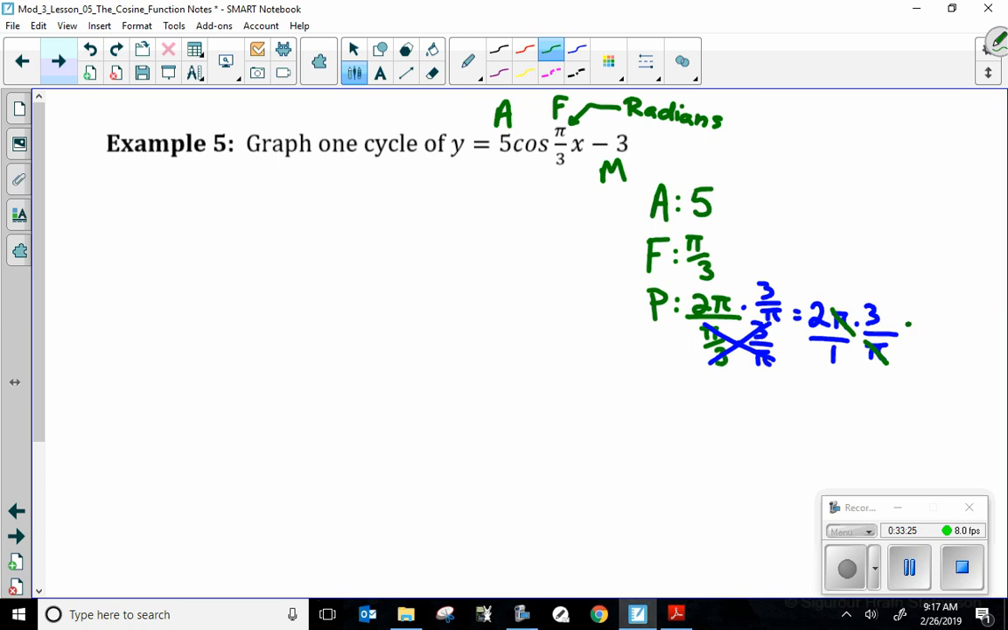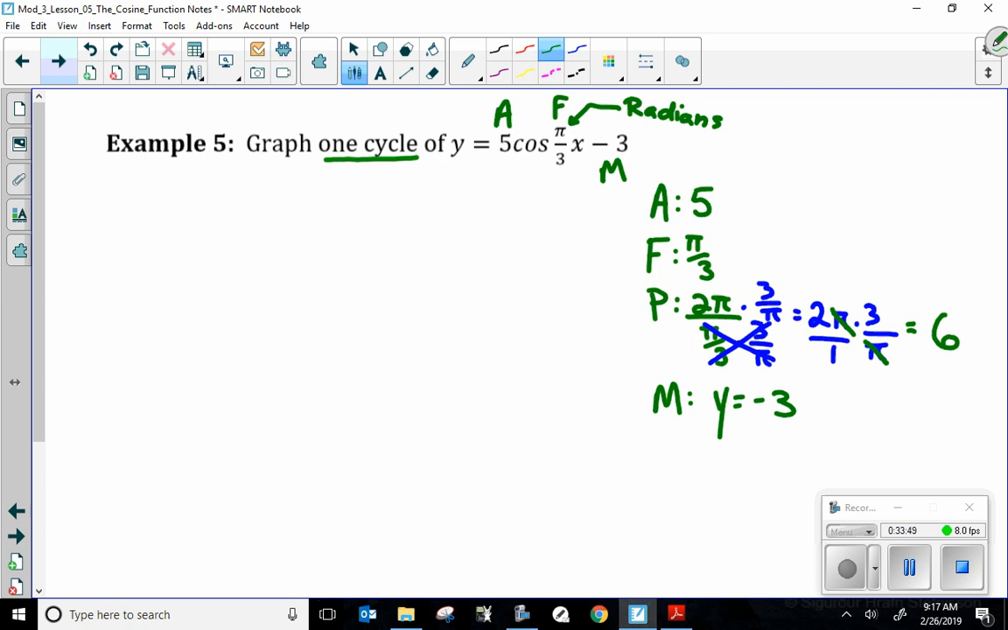2 times 3 is 6. And that is my period. That is the length of one cycle. So my y-axis doesn't have to go out to 6 pi over 7. It's just my y-axis is going to go out to 6. All right? My midline. That's at y equals -3.